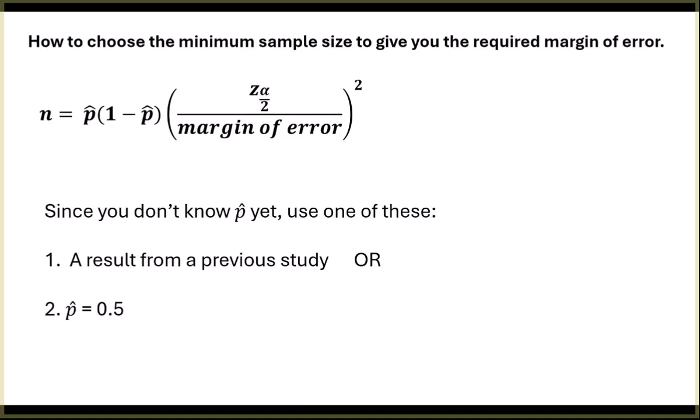Well, that P hat in that formula right there is sort of a placeholder. Since we don't know the true P hat yet from our sample, since we haven't even done the sample, I'm going to pick one of these choices down here at the bottom. Either I'm going to have some previous study or previous data that gave me a version of P hat before I'm ever doing my study. Sometimes those are called pilot studies, where you'll do a small study just to get an idea of what's going on, then you'll do the big study.